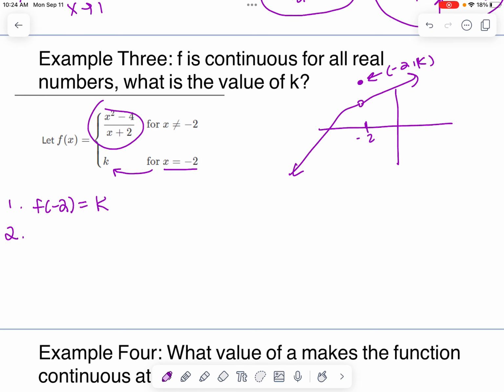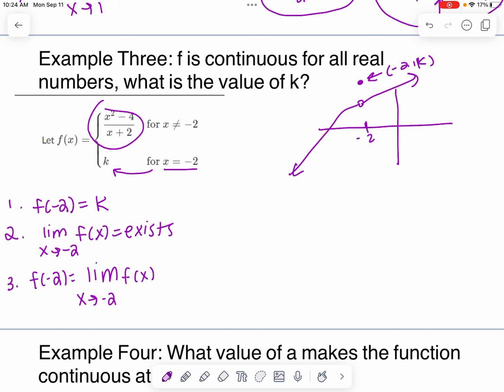The other thing we know is that the limit as x approaches negative 2 exists, and then we're going to get back to that part. But then we also know that f of negative 2 has to also equal the limit as x approaches negative 2 of f of x.